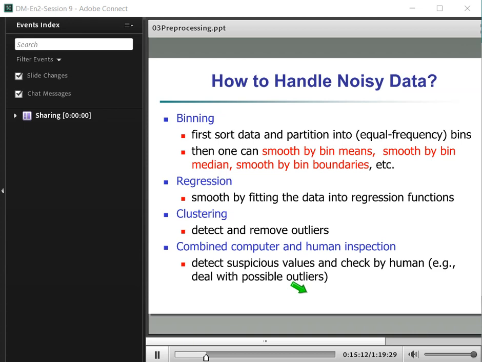So one question is: okay, I have noisy data, I accept it, but how can I handle noisy data? To handle noisy data, we can use different methods. Here in slide 10, we introduce four different methods for this reason. The first one is using binning.